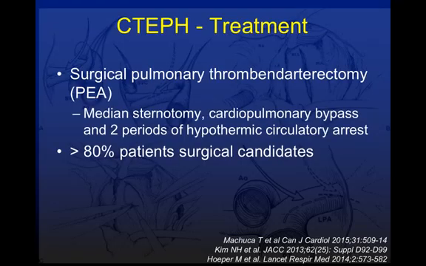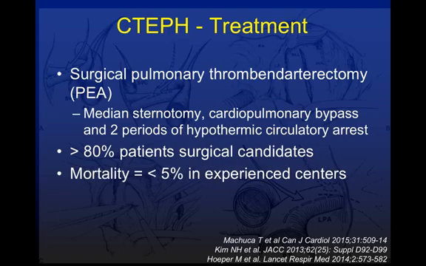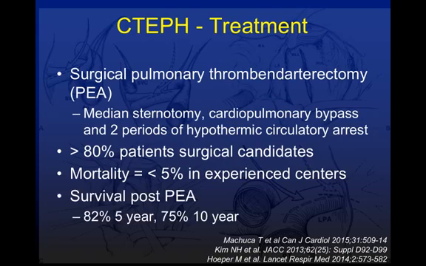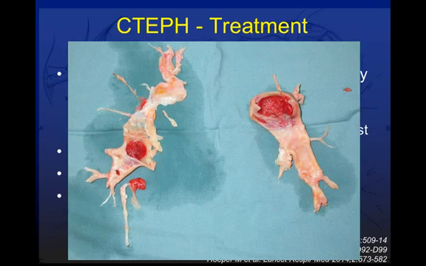Now, it's very important to make the diagnosis of CTEPH because this can be cured with surgery. The surgical procedure is called pulmonary thromboendarterectomy. It's done through a median sternotomy with episodes of hypothermic circulatory arrest. And a large proportion of the patients are actually surgical candidates. And they are surgical candidates if the filling defects are identified at or proximal to the proximal segmental pulmonary arteries. The mortality for the surgery is quite low in experienced centers, and their survival after endarterectomy is very good. And this is an example of the endarterectomy specimens that are removed from the pulmonary arteries.